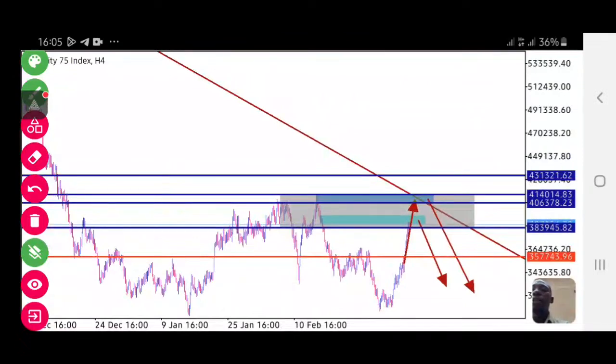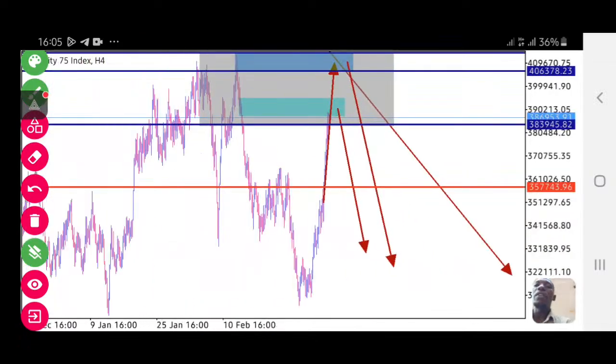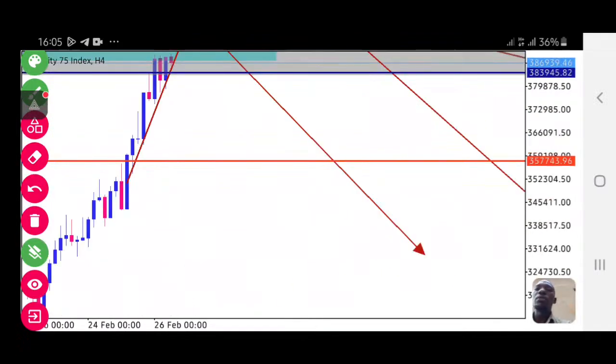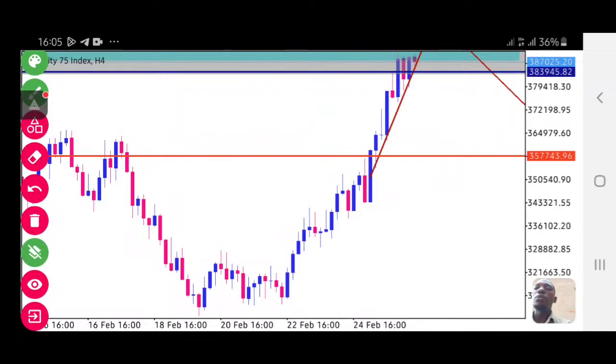We can also wait to see when the market reaches 40.60.378 or 41.40.14. If the market breaks there, we have to wait again, 43.13.21. Those are the zones where we have to wait to see the reaction, how it will be. So what we have to do is keep your eye on these zones and then make sure to drop into H1.